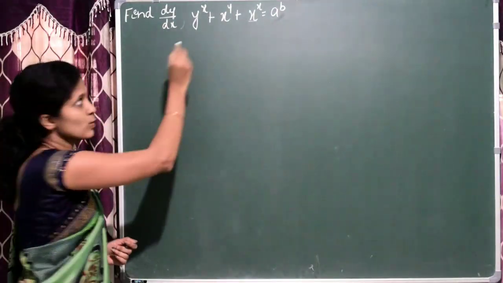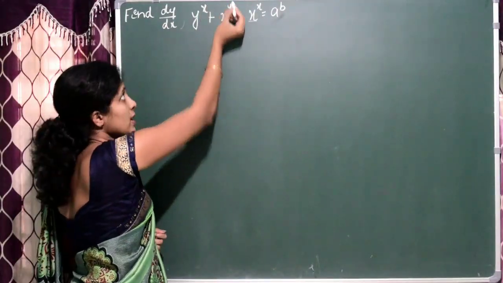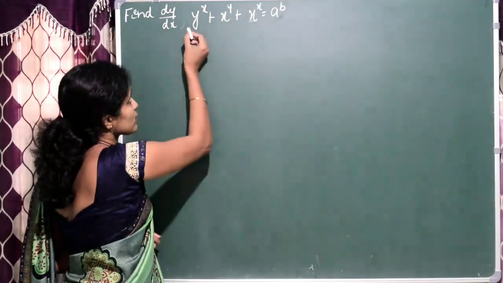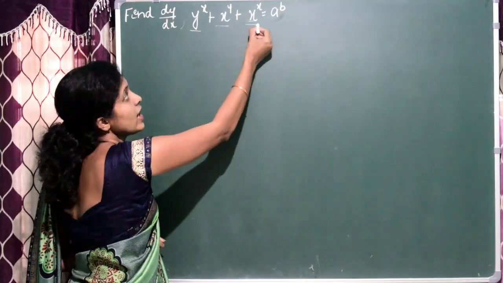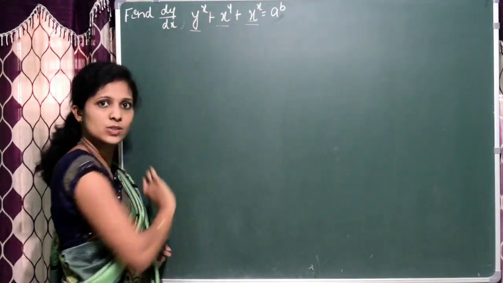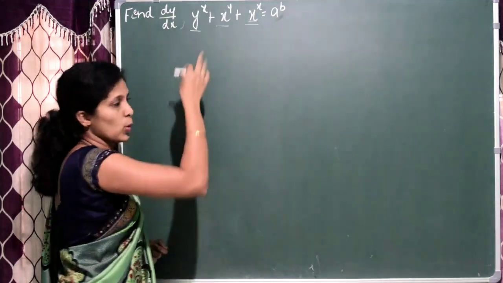Find dy by dx: y to the power x plus x to the power y plus x to the power x is equal to a to the power b. Here you can observe that three functions are there, right? In all the functions, the base is also a variable and the power is also a variable. Simple it is, but the problem is a little lengthy.